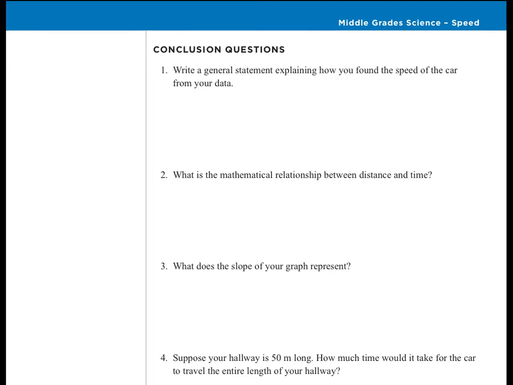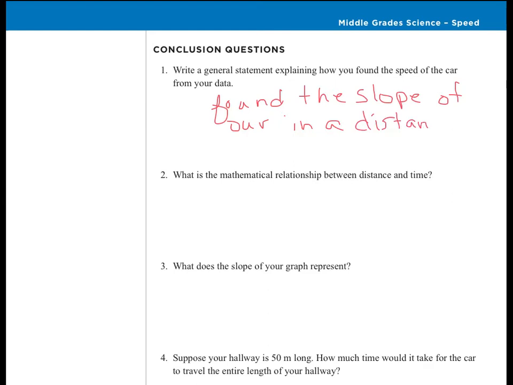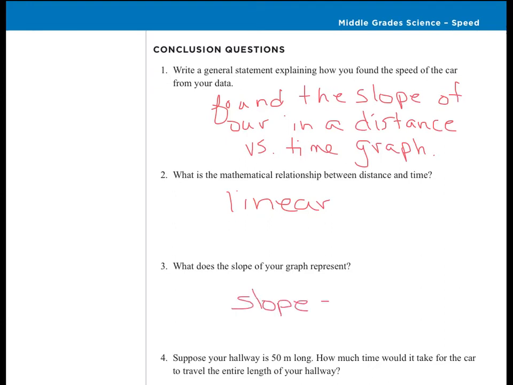Okay, conclusion questions. Write a general statement explaining how you found the speed of the car from your data. How we found it, we just found the slope of our line in a distance versus time graph. What is the mathematical relationship between distance and time? It is a linear relationship. What does the slope of your graph represent? Slope equals velocity.